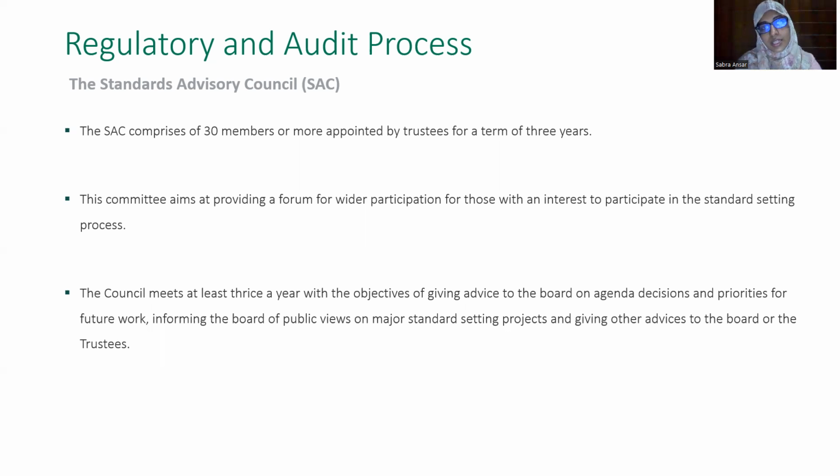Advisory Council or SAC. So as you know, the SAC basically comprises of like 30 members. These people are mostly appointed by the trustees for a term of 3 years. So when you look at the aim of this committee, the committee is basically providing a forum for wider participation to those who have an interest in the standard setting process, right? So when it comes to the council, they meet at least thrice a year.